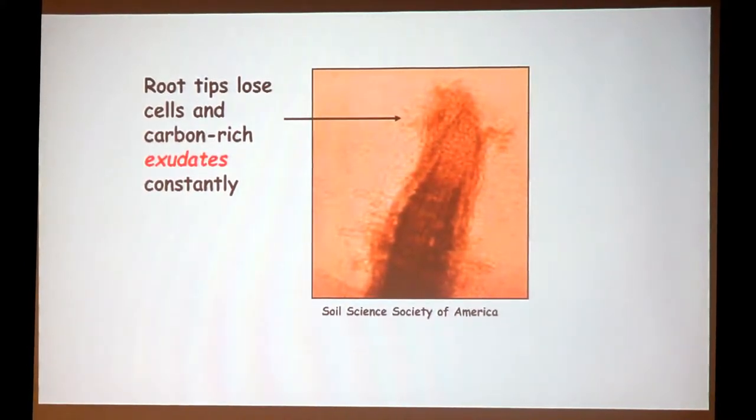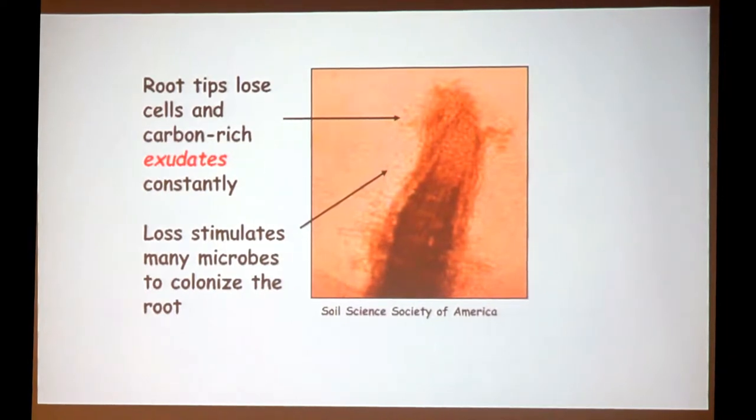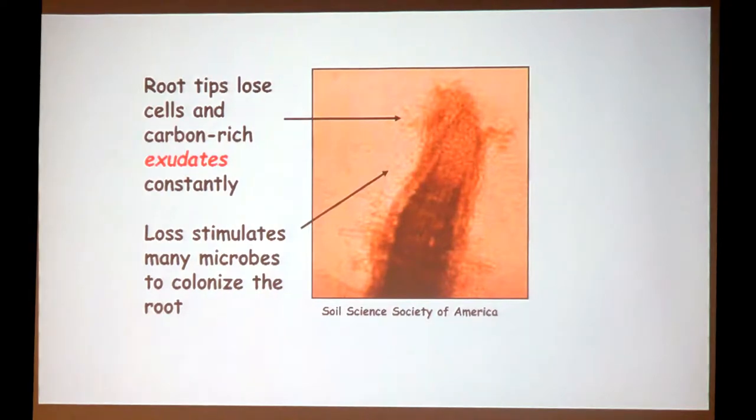So the loss stimulates microbes out in the soil, because it's a lot easier to grow and decompose on these exudates than it is on organic matter. So certain microbes out in the soil, when a root goes by, are picking up the signals of these exudates and beginning to grow and reproduce around that root. So why would a plant want all these microbes around the root?